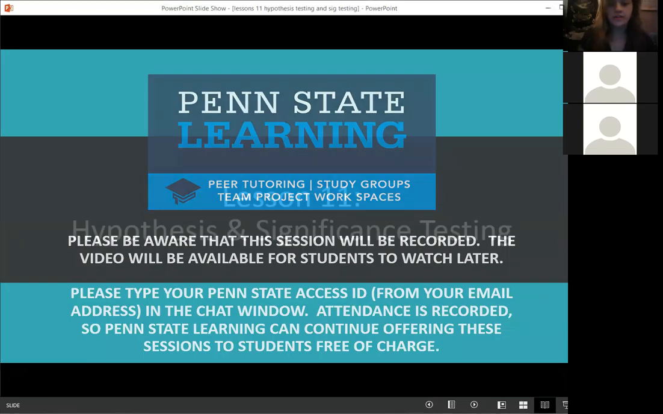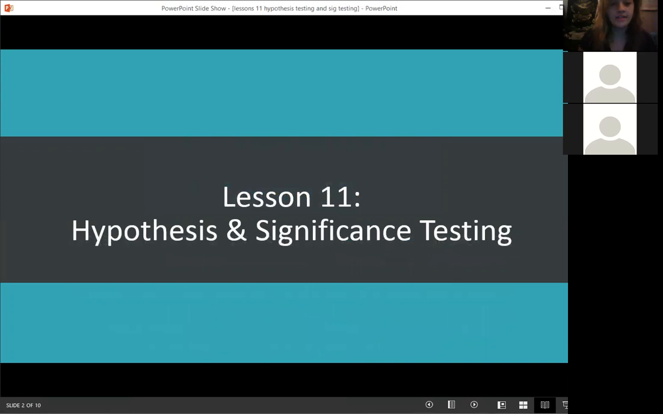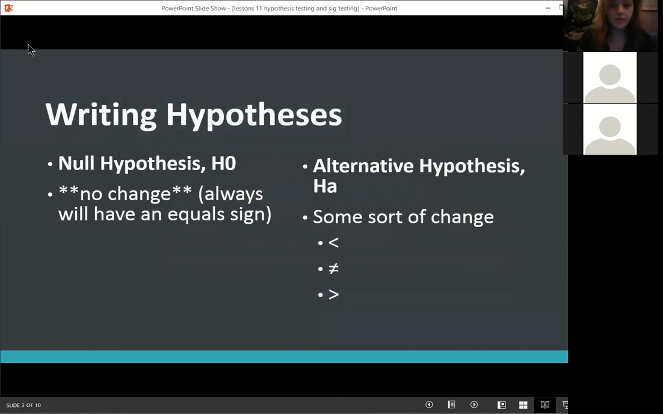And we are going to talk about hypothesis testing and significance testing this week. And the word significance definitely is going to come up a few times in terms of when we're talking about hypothesis testing and what it all means for us. So definitely keep this in mind as we go through this PowerPoint.